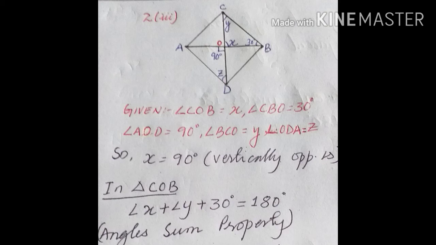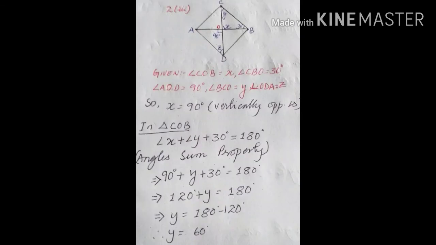Angle X is our 90. Just write down 90 in place of X. Angle Y keep it as it is, plus 30 equals 180. And in the left hand side two numbers we can add. 90 plus 30 will get 120, plus Y equals 180 degrees. So Y equals 180, transfer 120, that will be minus 120. Therefore Y is equal to 60 degrees.